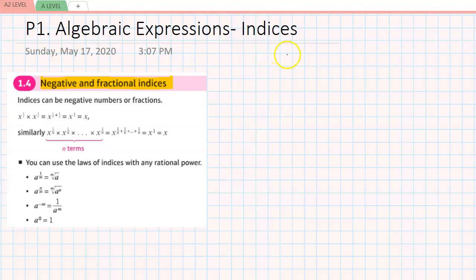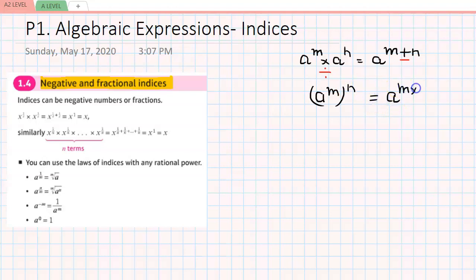Before we start this topic, I hope you remember the laws of indices. That is, if a to the power m multiplied by a to the power n, this equals a to the power m plus n. And if the sign is division, then this is m minus n. Another third law was a to the power m, all to the power n, is equal to a to the power m multiplied by n. It means one number is inside the bracket, one is outside the bracket. You know it very well.